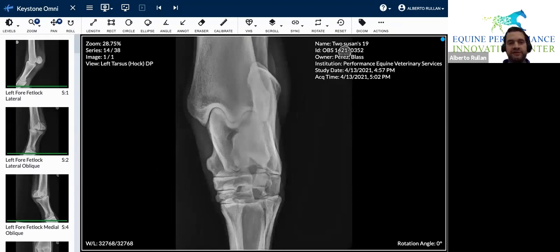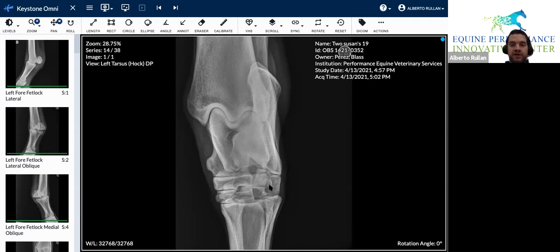Here we go. This is the DP view. This is the lateral side, and you do not need a marker to know that this is the lateral side because the calcaneus goes on the lateral side. Very important. The calcaneus always on the lateral side. Now, over here is the fourth tarsal bone interacting with the fourth metatarsal bone. Right here is the suspensory origin. Very important to take a look at this.